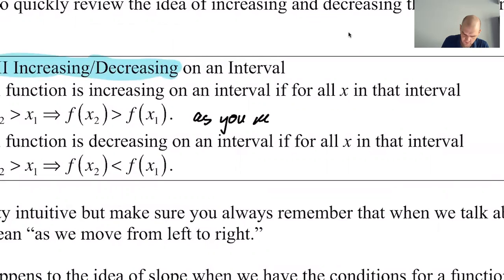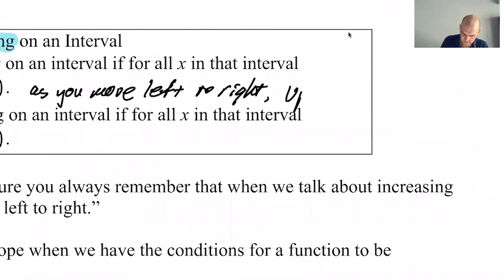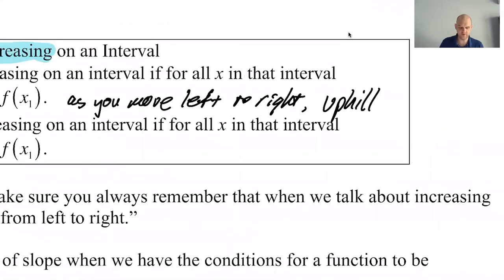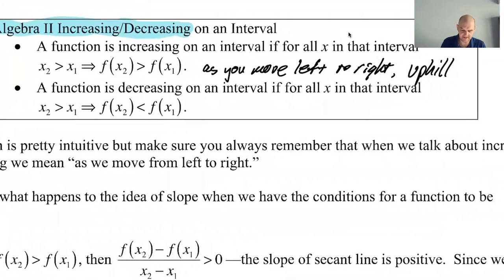So as you move left to right, y gets bigger. I'm going to write uphill. You just go uphill. I was thinking of a two-dimensional platformer type game where you're walking from the left to the right, you're going uphill, increasing. And then decreasing is basically the opposite, right? You're still moving from left to right, you're always going left to right, but you're going downhill. So that's really all there is to it.